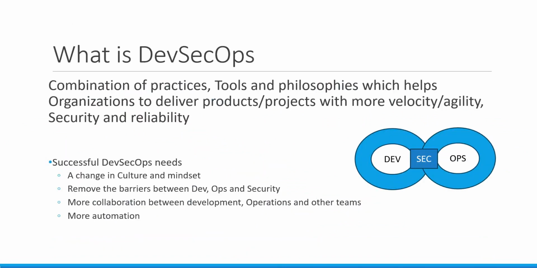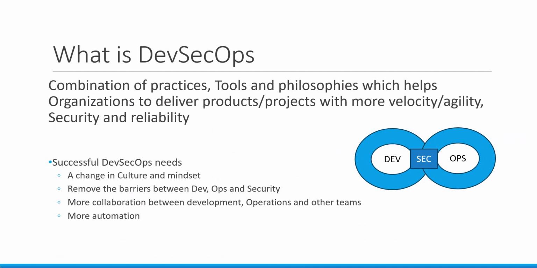What is DevSecOps? It is a combination of practices, tools and organizational philosophies which help organizations deliver projects or products with more agility, security and reliability. So basically it helps organizations deliver projects or products with more velocity. That means we'll have more deliveries in a specified period. And also the project deliveries will happen with more reliability, meaning more stability. And also the projects which will be delivered will be more secure.